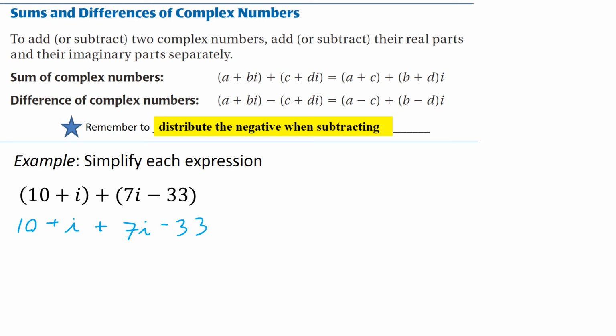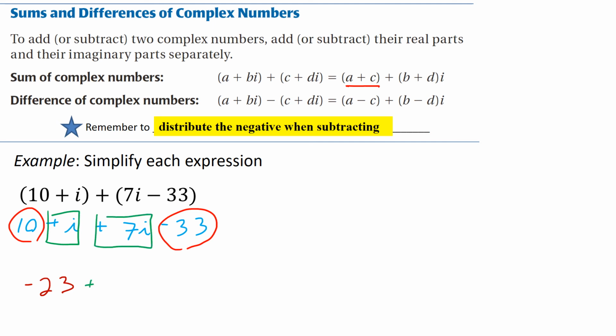So I will combine the real part first, this 10 with this -33. That's kind of what it shows you here. Put the real parts together. That gives me -23. And then I have +1i and +7i. That gives me +8i. So there's a solution.